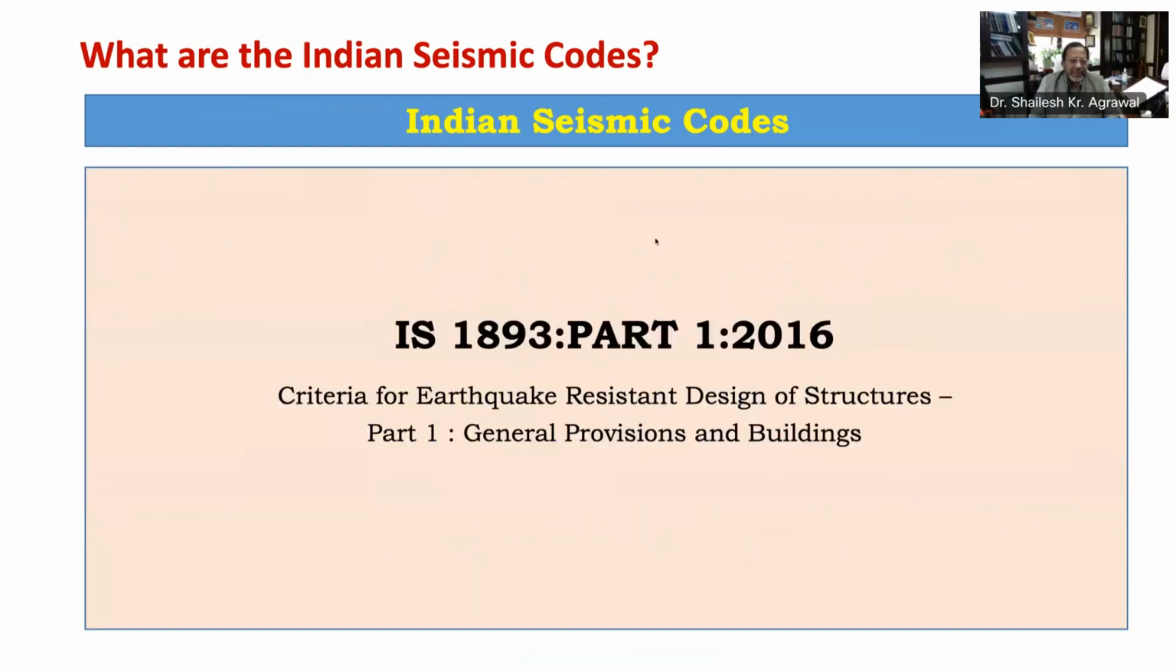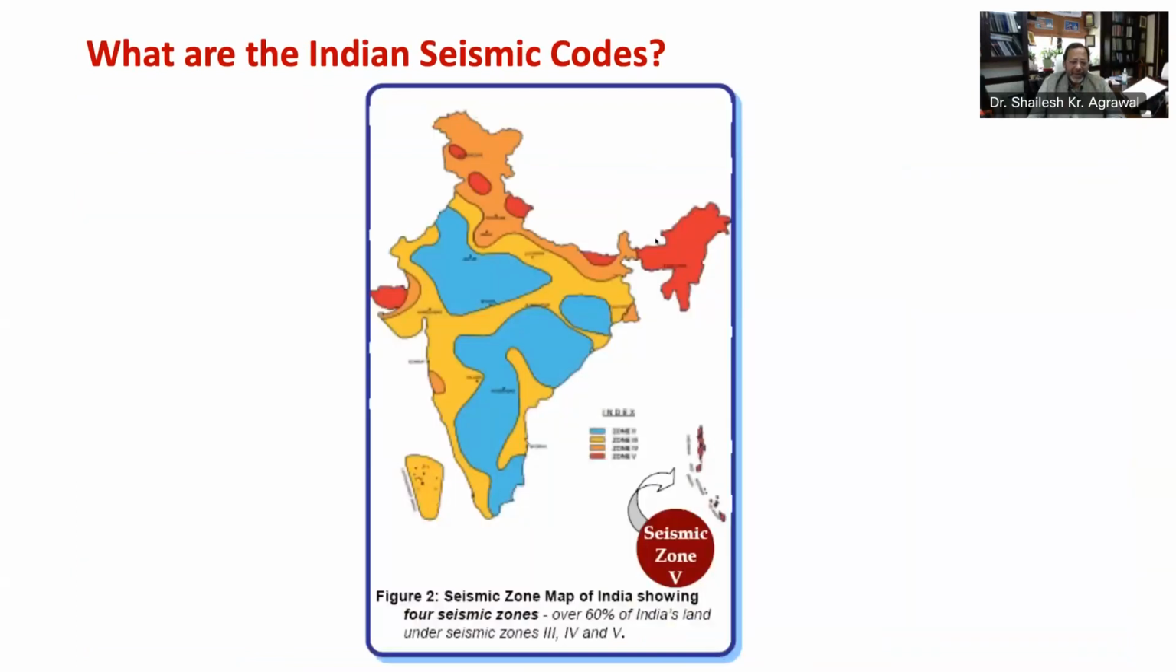IS 1893 is the main code that provides the seismic zoning map of India, which is shown in this figure here. This code specifies seismic design force. The seismic design force depends on the mass and seismic coefficient of the structure.